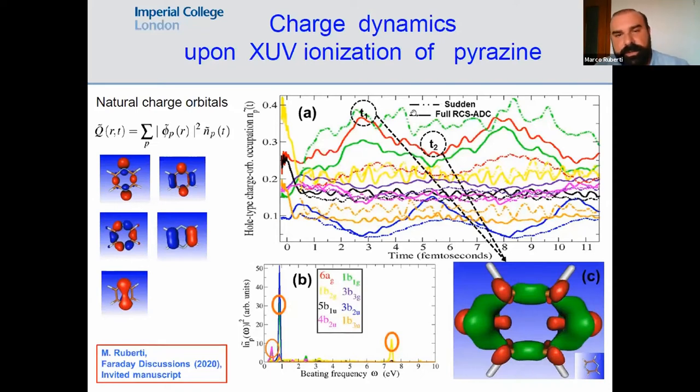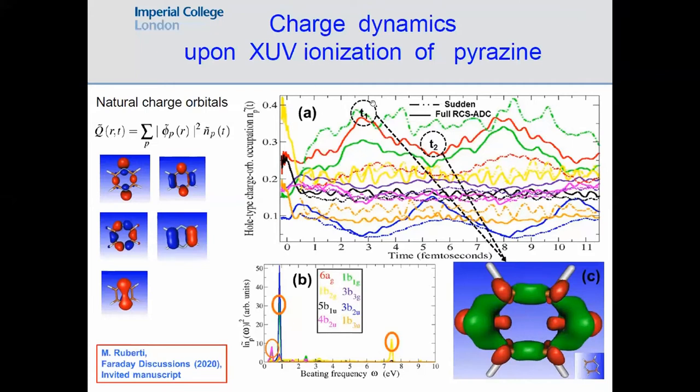As you can also see, there is a comparison between the result of the full ADC simulation and the result of a sudden approximation simulation. In the case of an XUV pulse centered at 25 eV, so ionizing quite close to the thresholds of the ionic system, the two results differ in quite a robust way. This shows how important it is to include the effect of the photoelectron and of the laser field parameters when describing ionization at such photon energies.